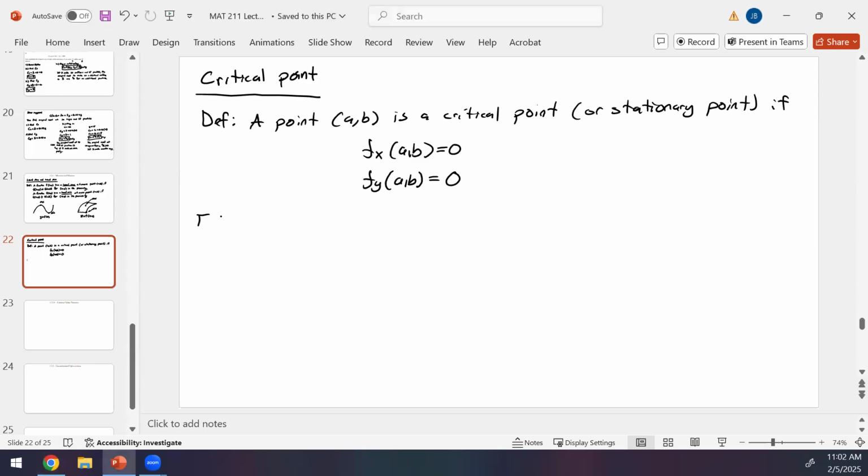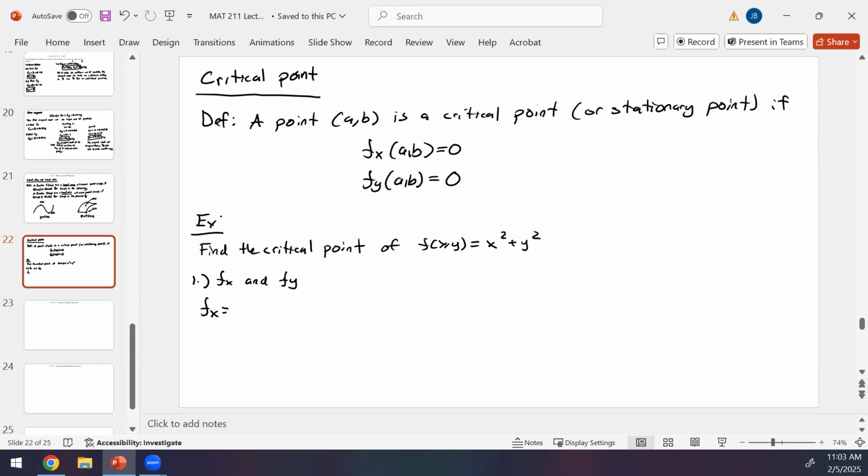So let's do an example of finding the critical point. Find the critical point of f of x comma y equal to x squared plus y squared. So the first thing that you want to do in finding the critical point is just take the partial derivatives, f_x and f_y. There's not really a formula here. So we just take the partial derivatives.